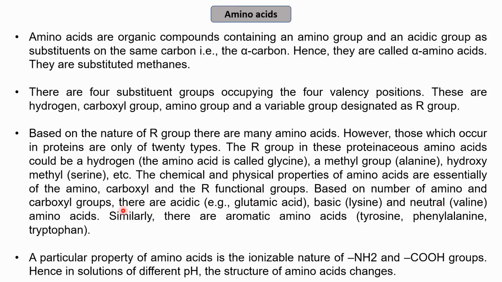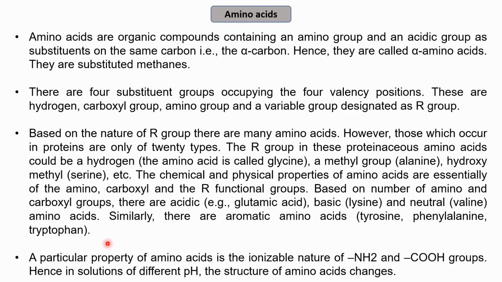Now, based on the number of amino and carboxyl groups, they may be further classified into acidic or basic type. For example, there are acidic amino acids like glutamic acid or aspartic acid. There are basic amino acids, for example, lysine, histidine, and arginine, and neutral amino acids, for example, valine. Similarly, if the R group is an aromatic group, it will impart aromaticity to the amino acid, and these amino acids will be known as aromatic amino acids, for example, tyrosine, phenylalanine, and tryptophan.